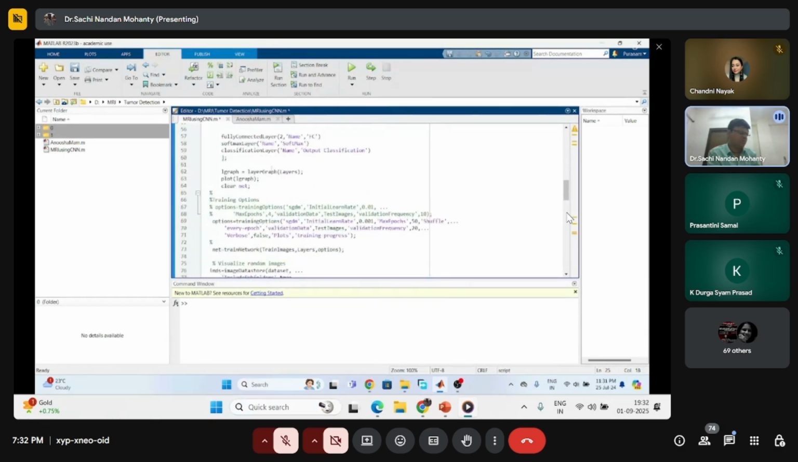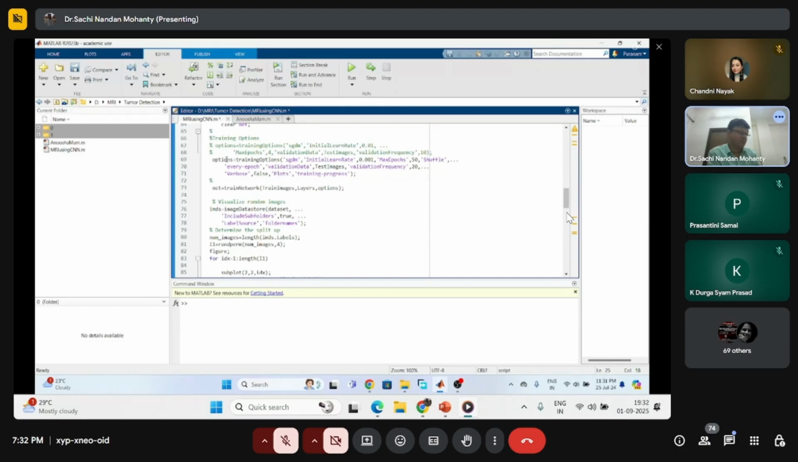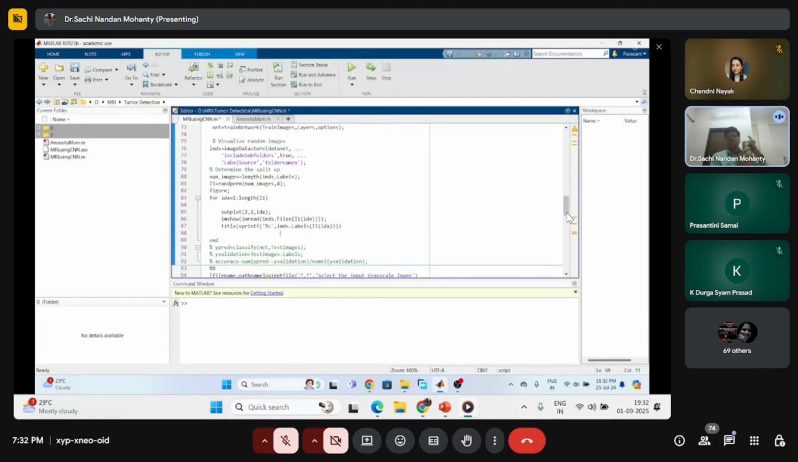Now these are all layers. Whatever the layers are there, I am making them as options in my variable. Here stochastic gradient descent optimization I am using. Initial learning rate I have taken as 0.00 and max epochs I have taken as 50. Continuing the process with the validation data, test images, validation frequency, false positives, and training progress, everything I have made in one syntax. These all are the training options of the algorithm. Later on, I am making it in the plots.